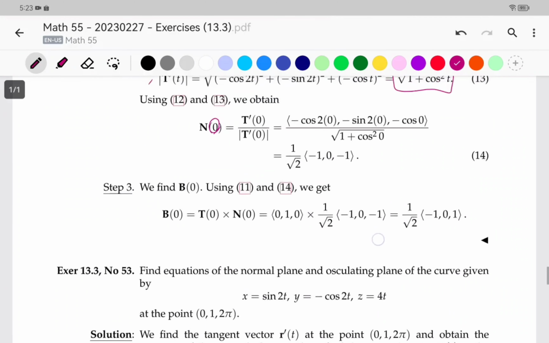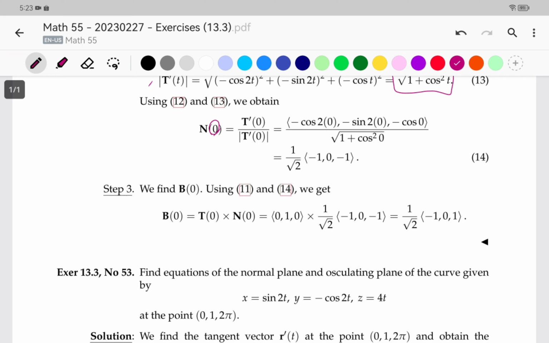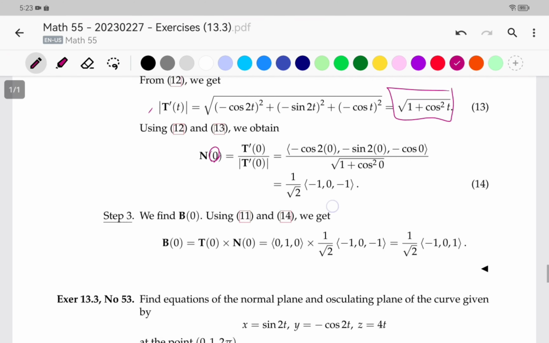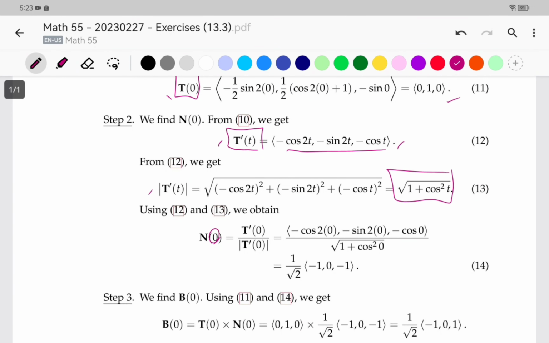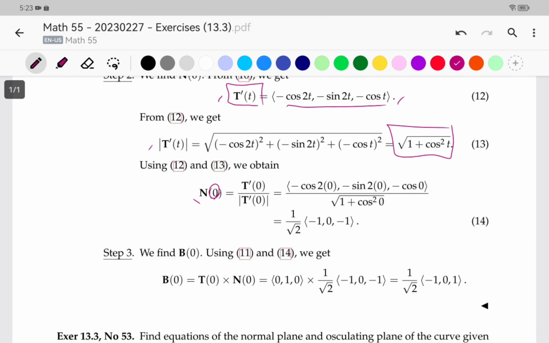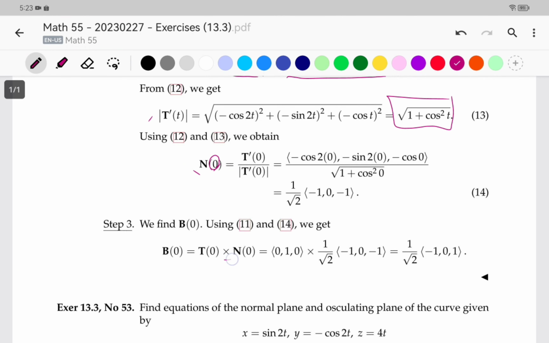The last step is to find the binormal vector and evaluate this at t equals 0. Basically, we're using the value of T at 0 and the value of the normal at t equals 0. You're going to take the cross product. Eventually, you will get 1 over the square root of 2 times the vector negative 1, 0, 1. So that's it. Thank you.